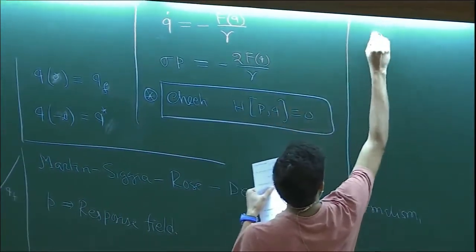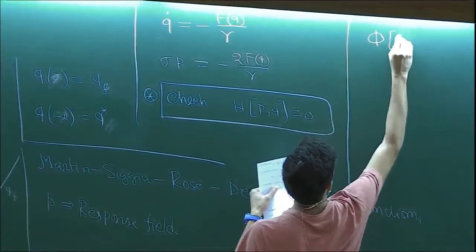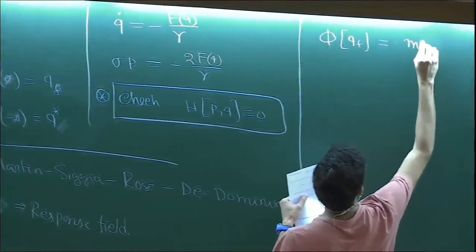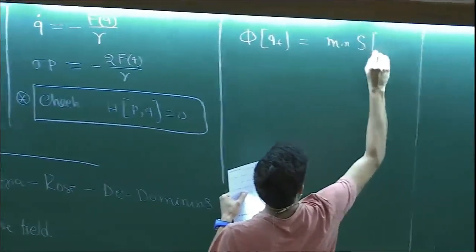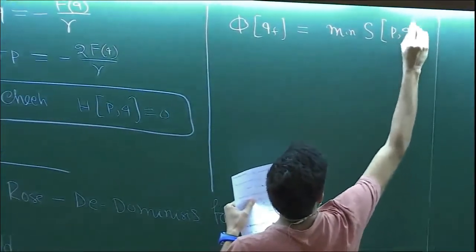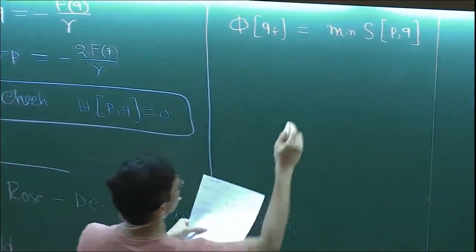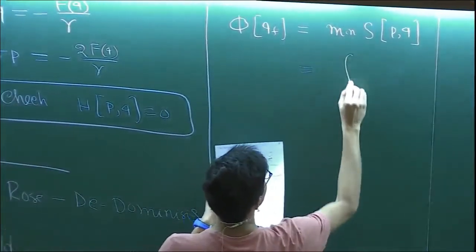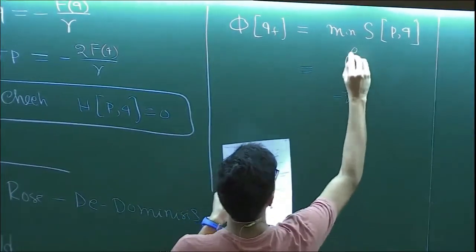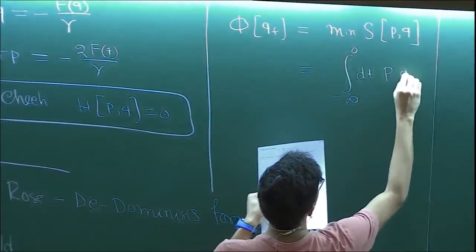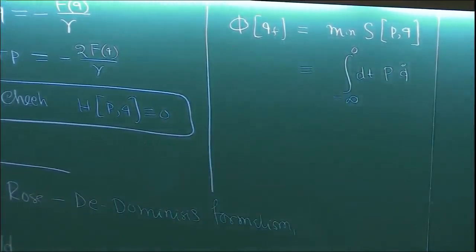So my large deviation function now, the QF, is simply the minimal of this S of P and Q, which, if I just write, is simply minus infinity to 0, then dt. I had the P Q dot term that came from the action.